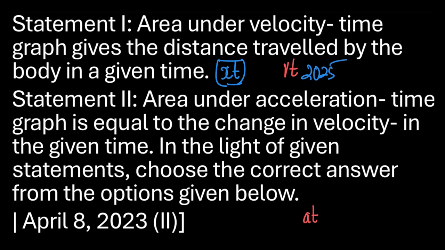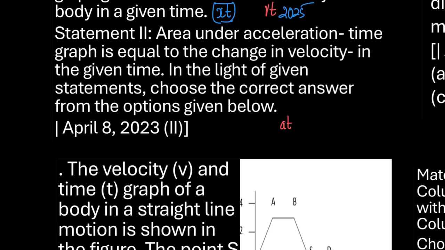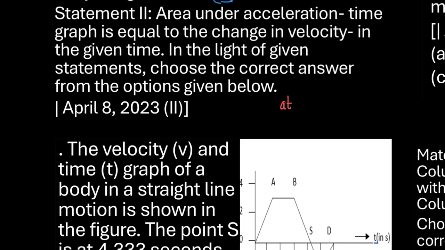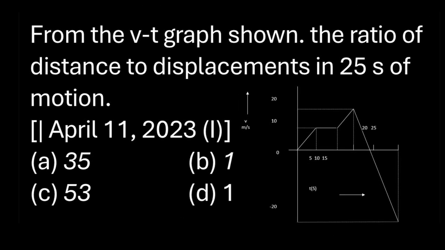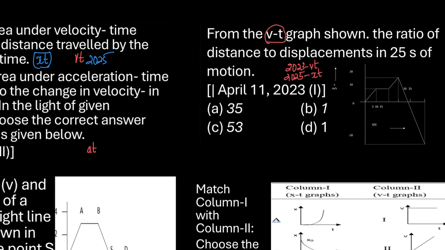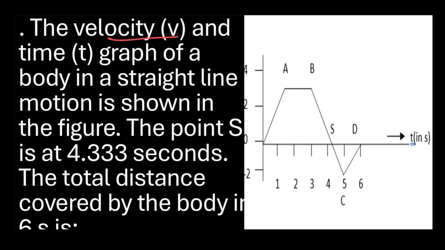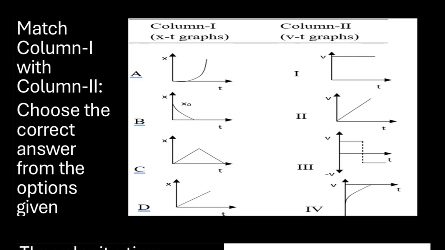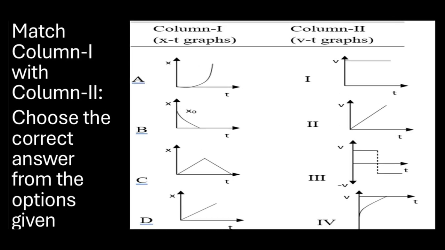I hope that makes sense, right? See, let's go to another question. 2023 again. What we have here is velocity time graph. 2023 velocity time graph. 2025 displacement time graph. Now, another one here, the velocity time graph, the total distance covered by it is, which is again area under the curve. Interesting question.